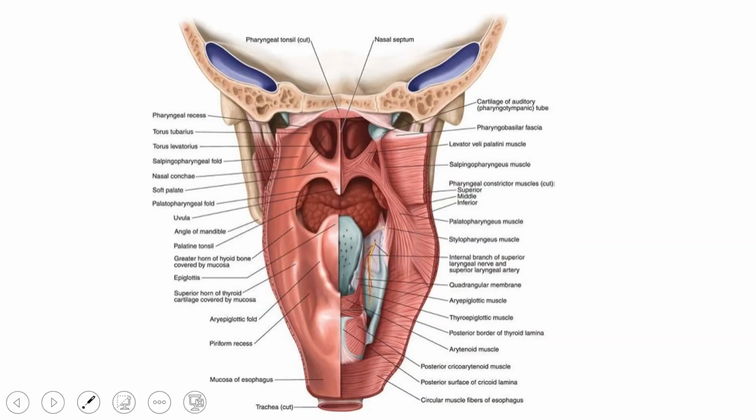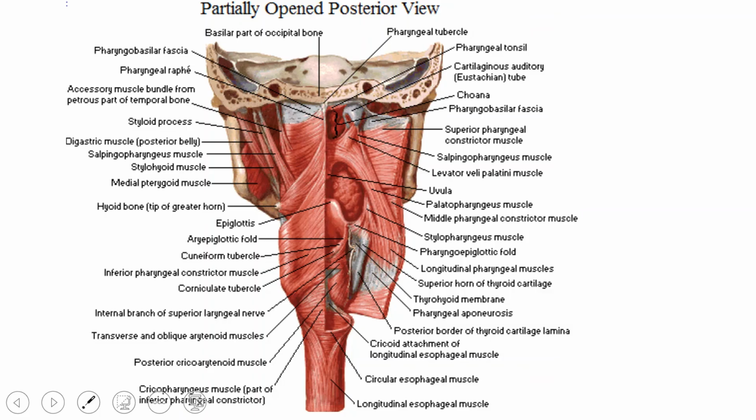This is the posterior view, representing the partially dissected posterior wall of the pharynx, which has been opened up. Here we can make out the salpingopharyngeus muscle extending from the auditory tube to the pharynx. This is the palatopharyngeus muscle and the stylopharyngeus muscle, all of which are seen. This is the posterior free border of the thyroid cartilage, where we can make out the insertion of all the three longitudinal group of muscles.